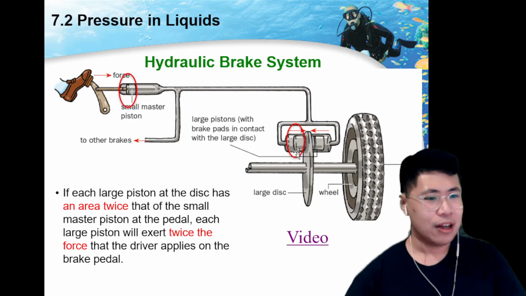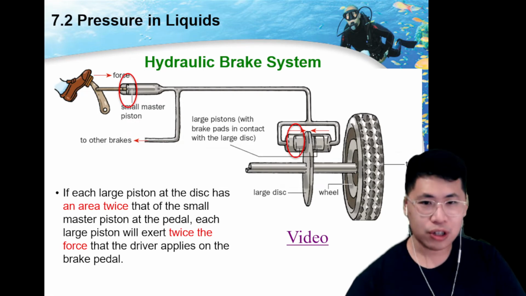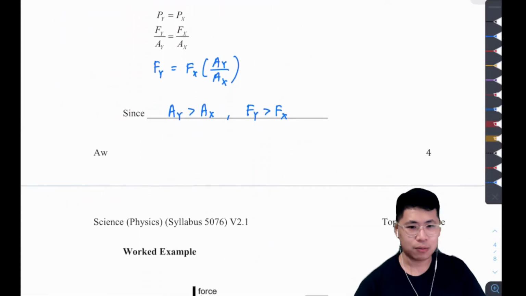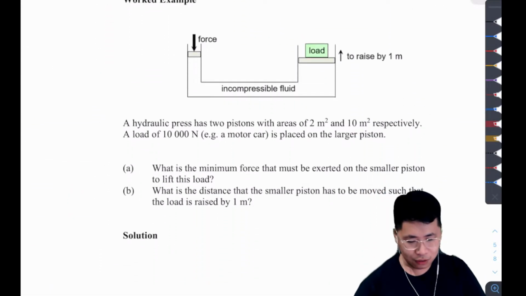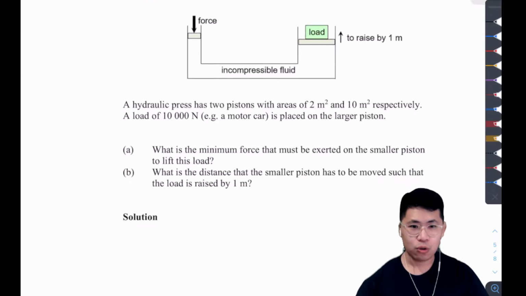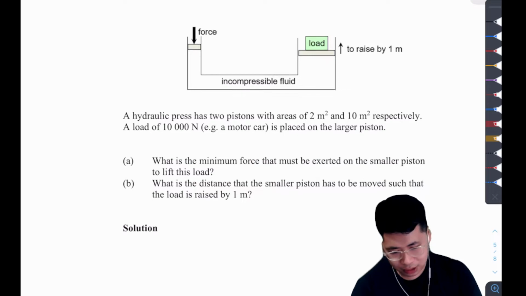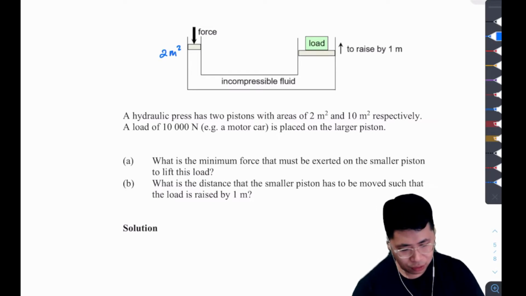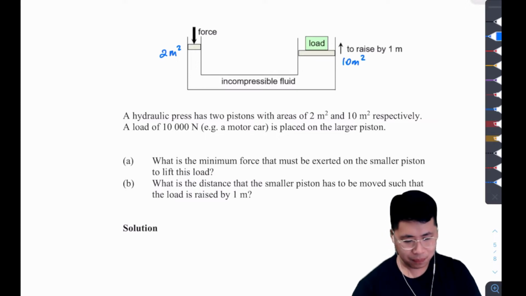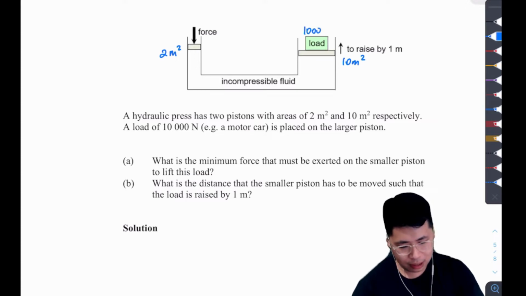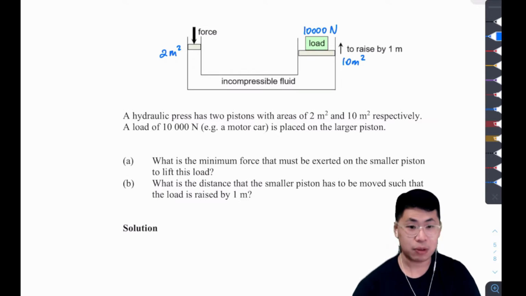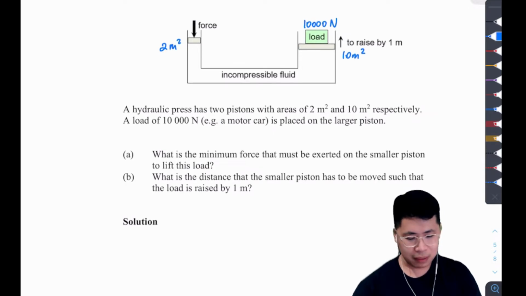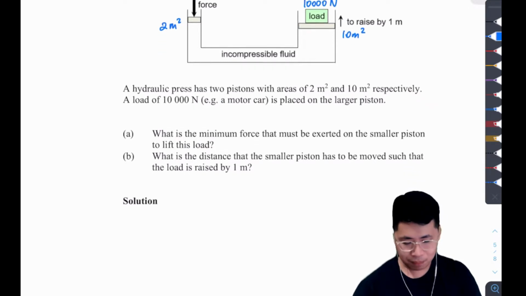Okay, alright, so with this, let us take a look at the question to apply this Pascal principle. First we have a hydraulic press, 2 pistons with areas of 2 meters square, so 2 meters square is the first area. Second area over here is 10 meters square. We have a load of 10,000 Newton, or a motor car, placed on the larger piston. What is the minimum force that must be exerted on the smaller piston to lift this load?